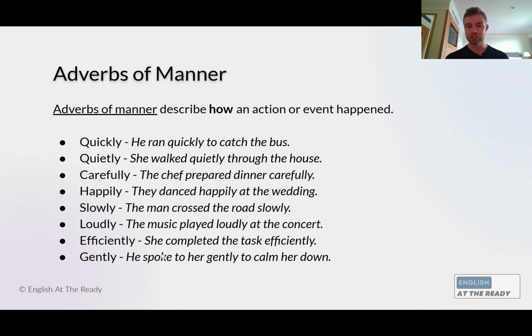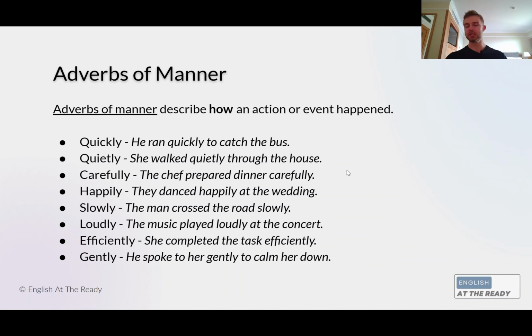Efficiently, she completed the task efficiently. And lastly, we have gently. He spoke to her gently to calm her down. Now, these are just 8 different adverbs of manner. There are quite literally hundreds of these, but the only thing you really need to know about them is this ending here. So we have an ly ending. Quickly, quietly, carefully, happily, slowly, loudly, etc.